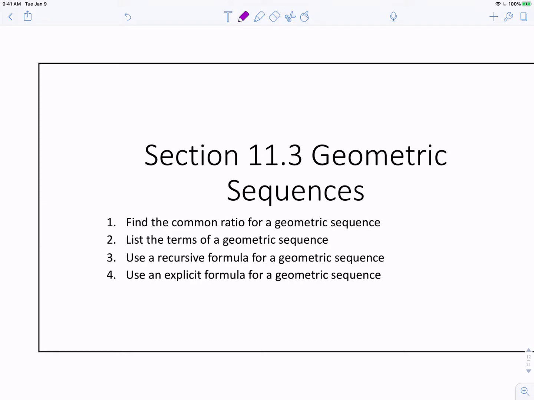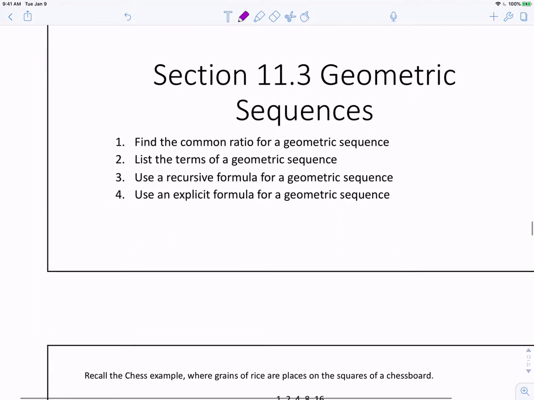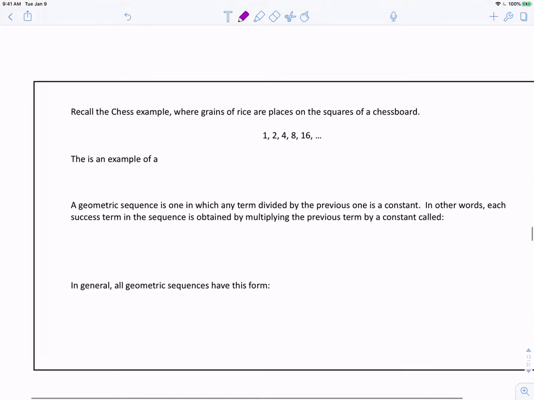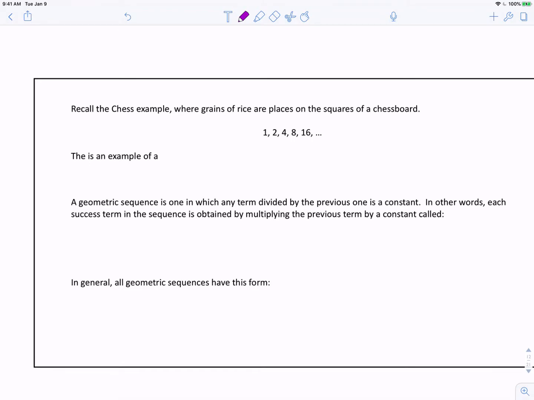Section 11.3, Geometric Sequences. In this section, we'll find the common ratio for a geometric sequence. We'll list the terms of a geometric sequence, and we'll use both recursive formulas and explicit formulas to describe a geometric sequence.